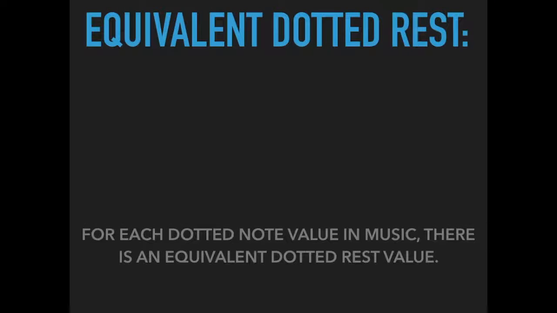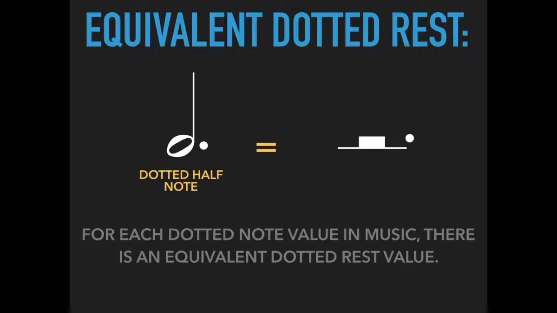For each dotted note value in music, there is an equivalent dotted rest value as well. In this case, the dotted half note, which is equal to 3 beats, has an equivalent which is the dotted half rest, which is worth 3 beats of silence.